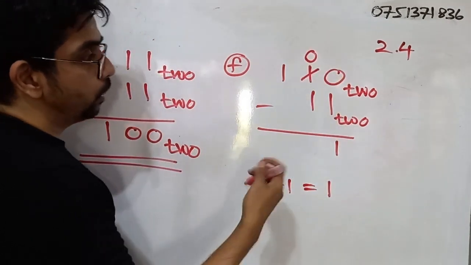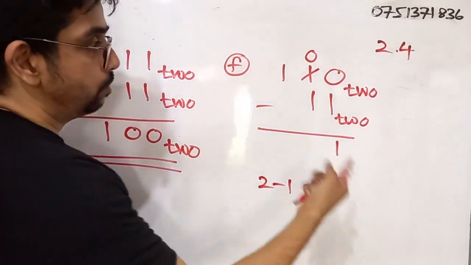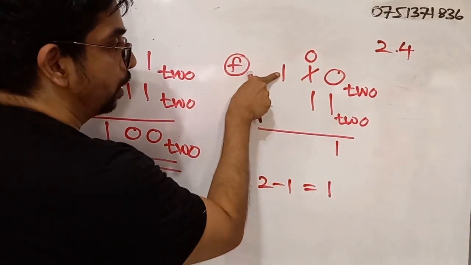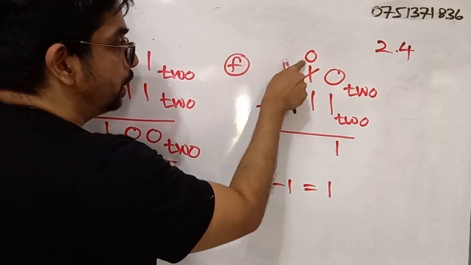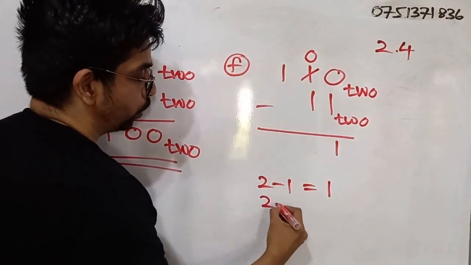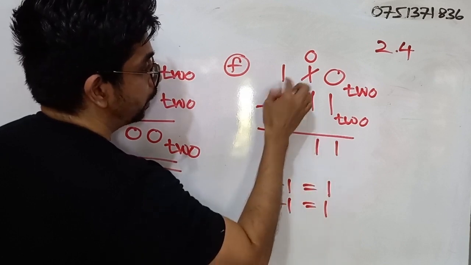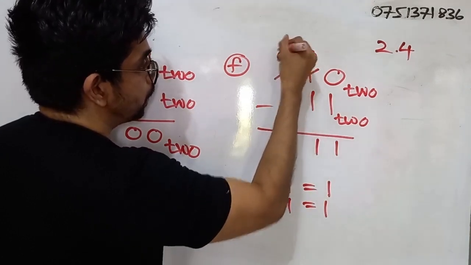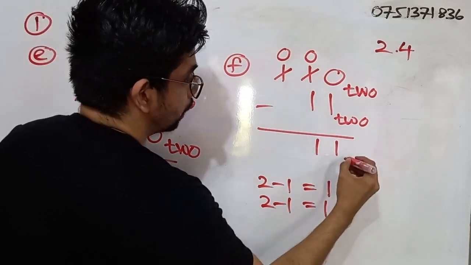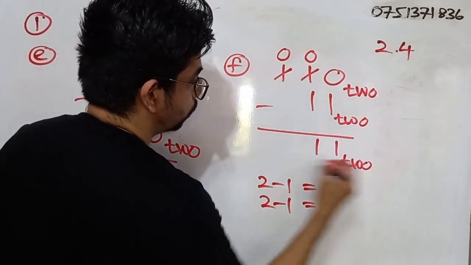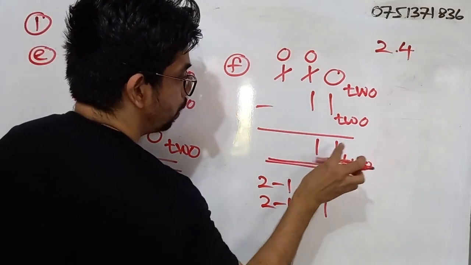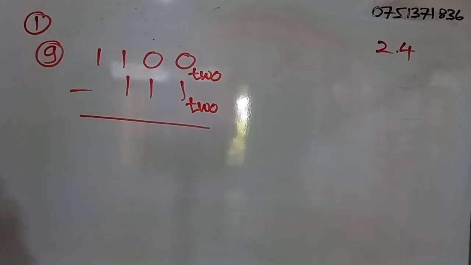0. 0 minus 1 we can't do, just as before. So we borrow this one. Right? Then this 0 becomes what? 2. 2 minus 1, what do we get? 1. So here this 1 becomes a 0. 0 minus 0, that's a 0. So base is what? 2. And the answer is 1, 1, base is 2.